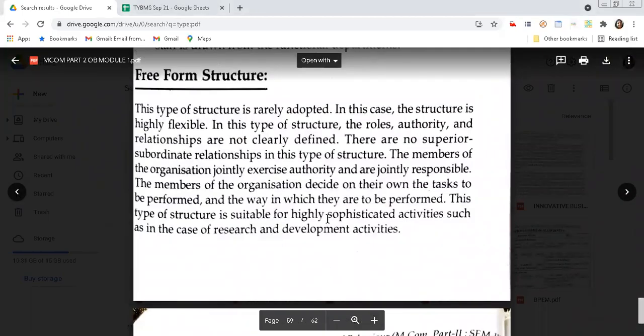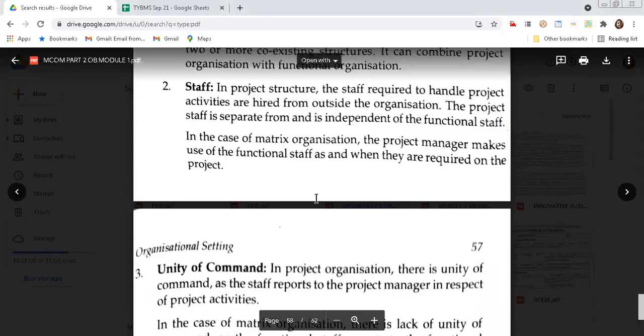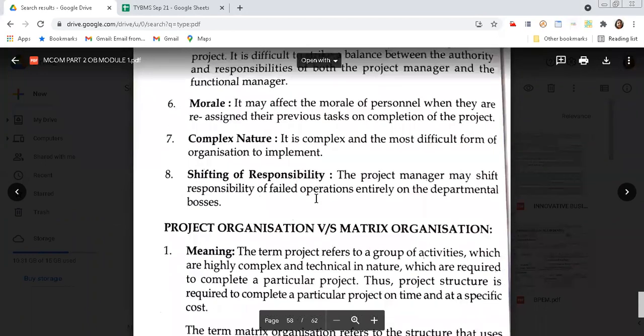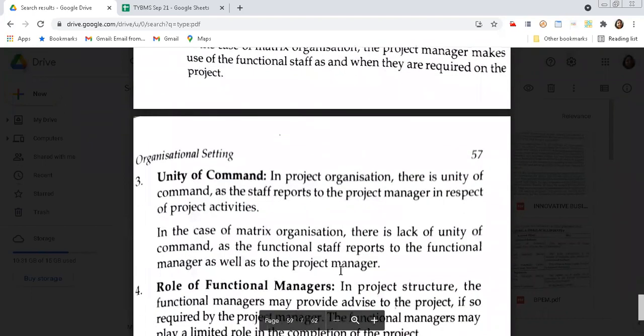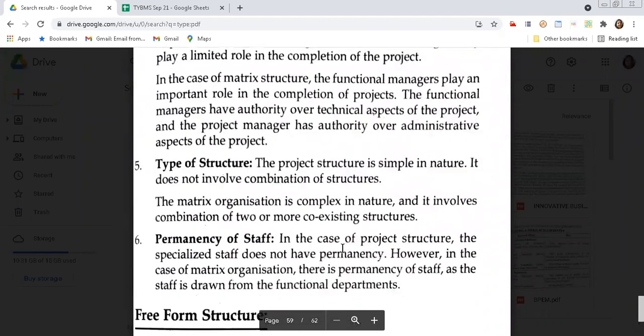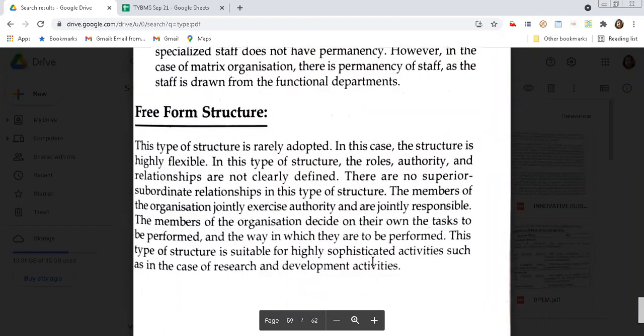So we were discussing the different organizational structures. We have seen two different types, that is traditional and modern. Among that, we have seen project structures and matrix structures. And the last one over here is free form structure. This is the last concept in this entire module, free form structure. Now, what is this free form structure?